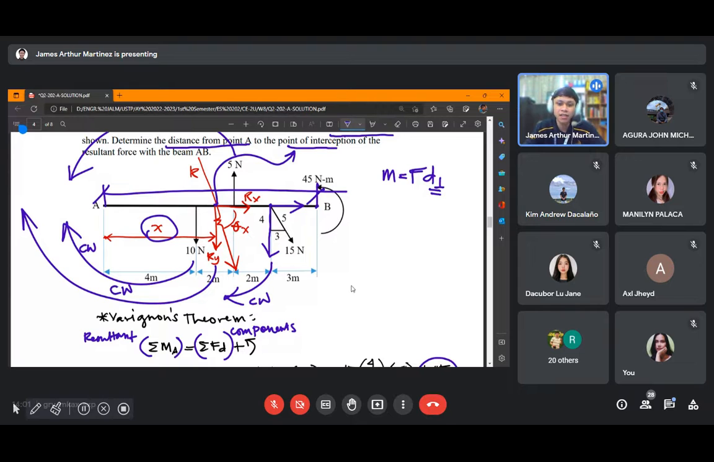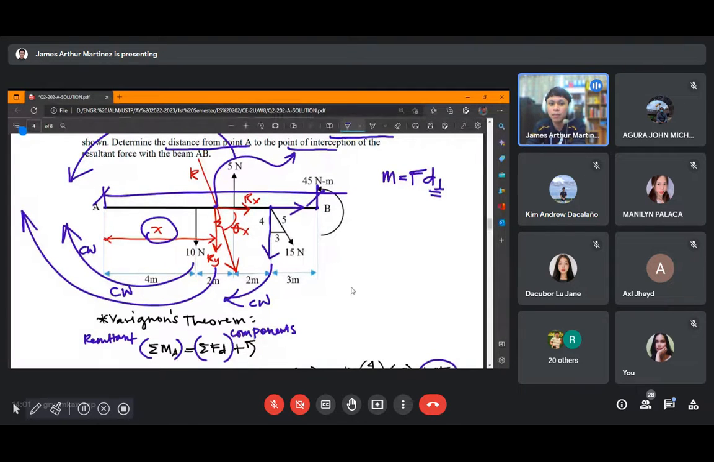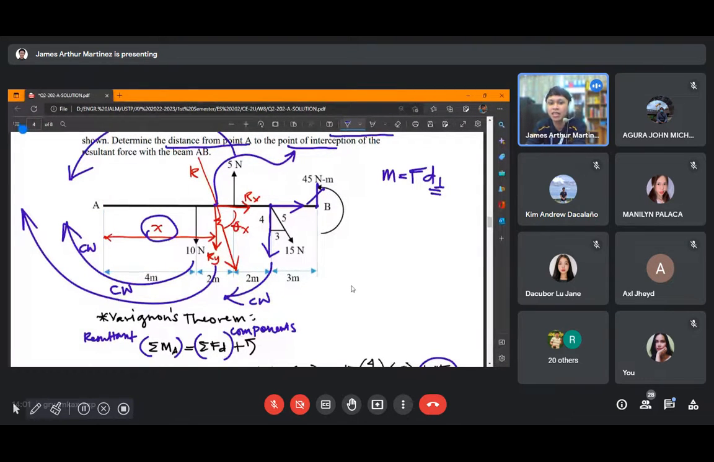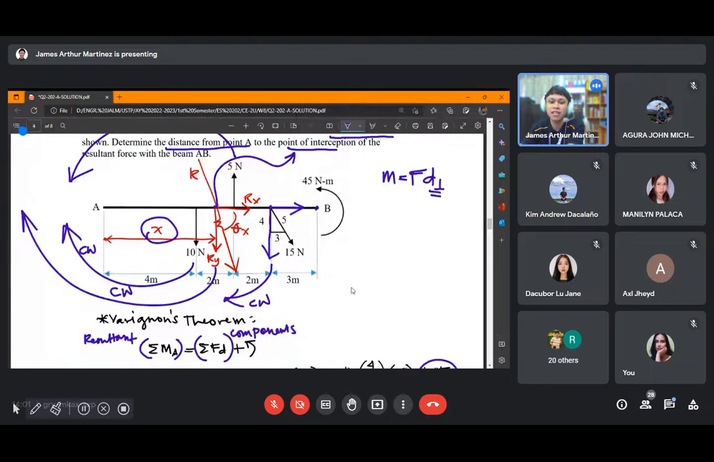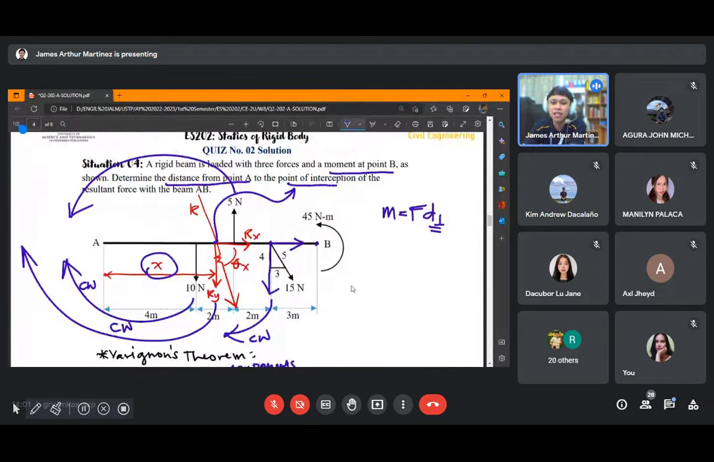13, no? No, 11 rather. So 11 meters is its total length. You might be confused that we still need to multiply it by its distance. But we will not multiply it by the distance, class, because this is not a force. It is a moment. It is a rotation. It is applied as a moment at point B.